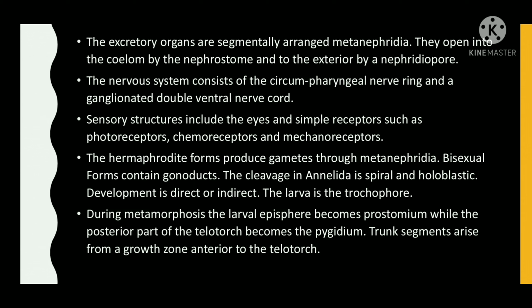In hermaphrodite forms, gametes are released through metanephridia. Bisexual forms contain gonads. The cleavage in Annelida is spiral and holoblastic. Development is direct or indirect. The larva is the trochophore. During metamorphosis, the larval episphere becomes the prostomium, while the posterior part of the telotroch becomes the pygidium. Trunk segments arise from a growth zone anterior to the telotroch.